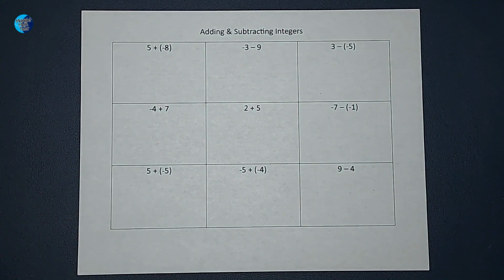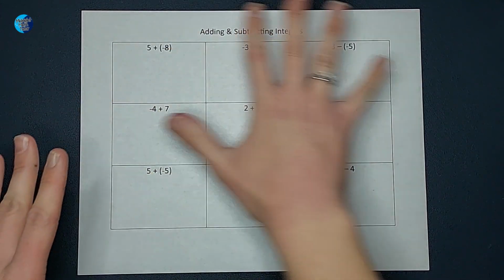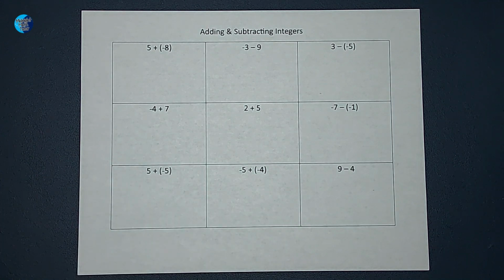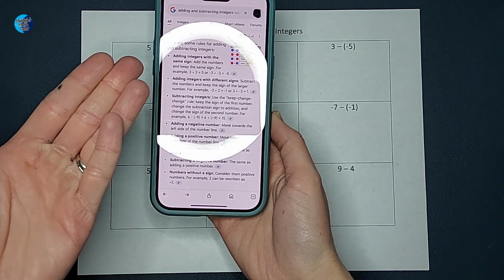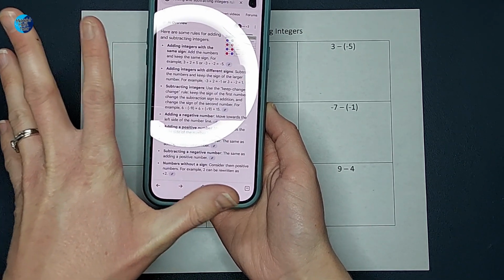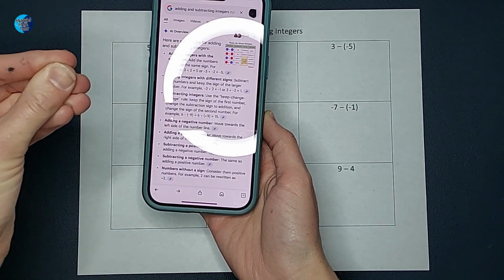There are a lot of different ways we can add and subtract positive and negative numbers, right? And it can get kind of confusing. Well, I'm hoping to get rid of all that confusion today. Now, if you Google adding and subtracting integers rules, you get a lot that comes up. I'm not trying to shame these rules, but they kind of make my head hurt, right?